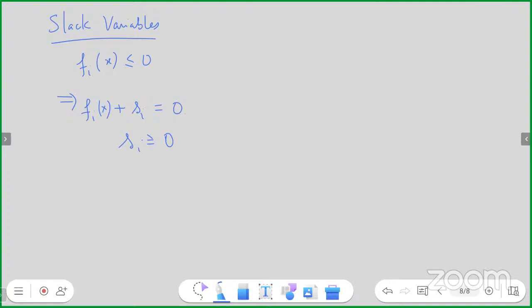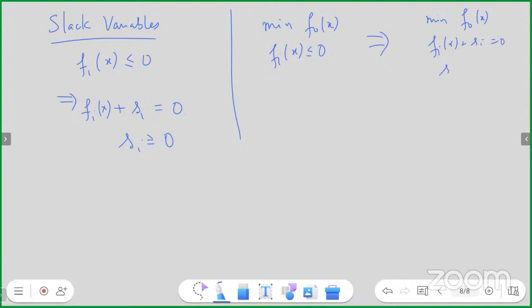If my optimization problem was minimize f0 of x such that fi of x is less than or equal to 0, you're saying I can write this as minimize f0 of x such that fi of x plus si equals 0 and si greater than or equal to 0. You have to convince me that they will result in the same answer, right? Here I will get an x comma s because now the minimization is also over s. But the pair you're going to get here, x star, s star, and x star here. What is the correspondence?